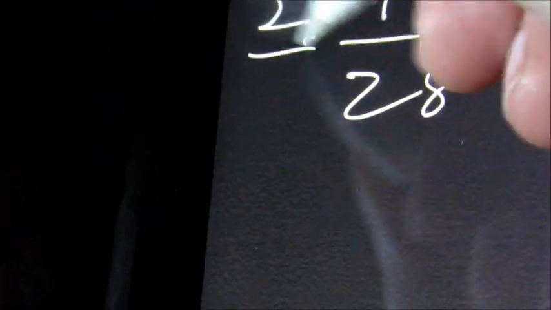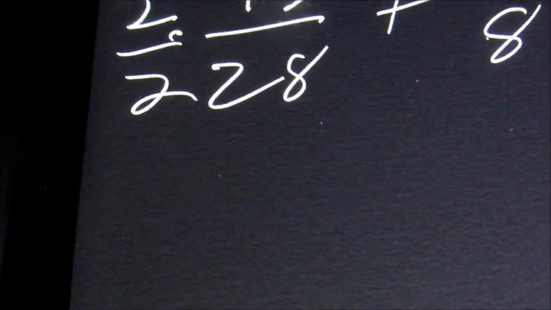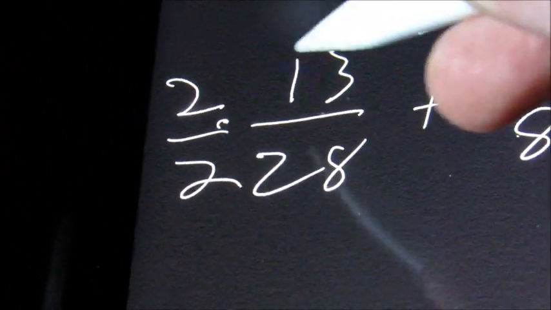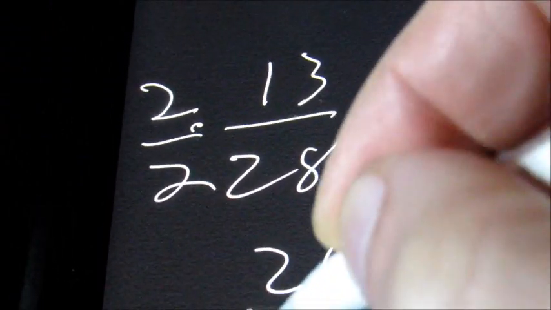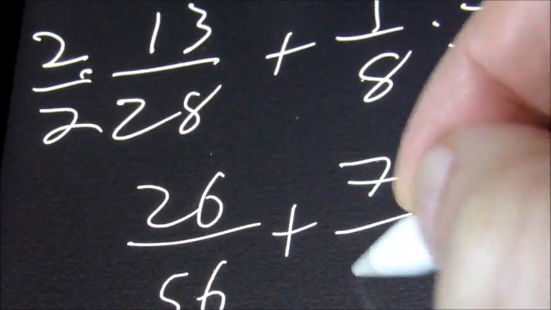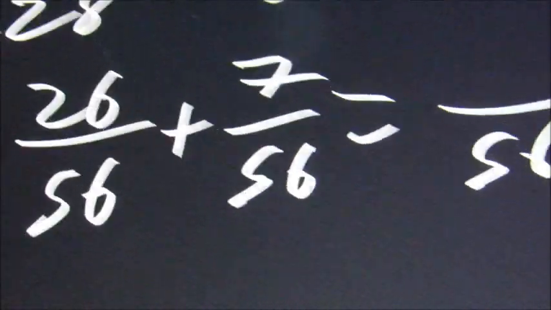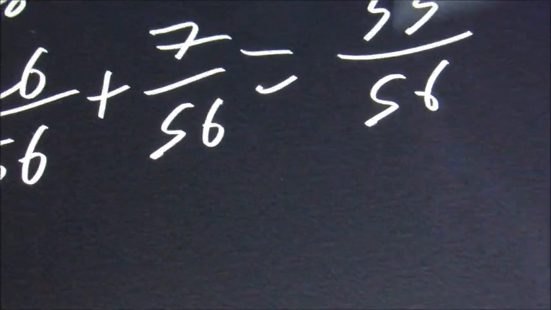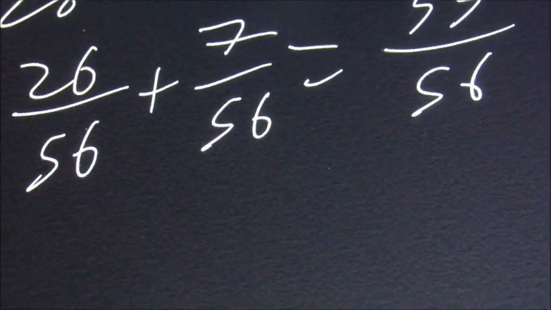So this one is going to be multiplied by 2 over 2, and 8 will go into 56 7 times, so this is 7 over 7. So now 2 times 13 is 26 over 56, plus 1 times 7 is 7 over 56. We keep the 56 as our answer. 26 plus 7 is 33, and there's nothing that we can simplify here. Next, let's do one that's a little bit easier, and I'm going to show you another way that you could do it.